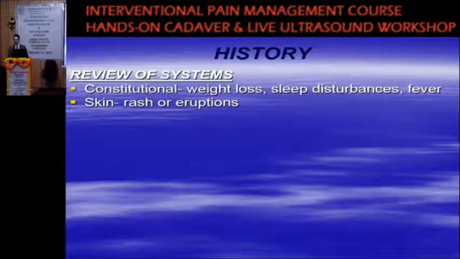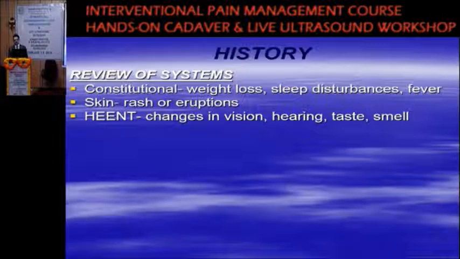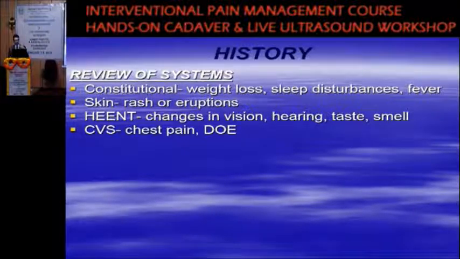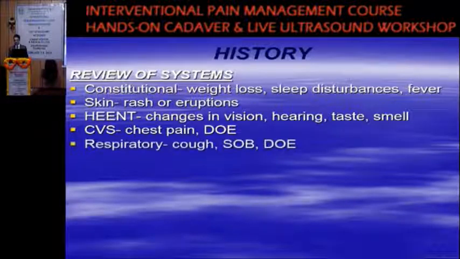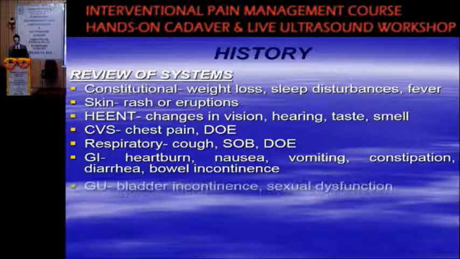Review of systems: constitutional, weight loss, sleep disturbances, fever, is very important. Weight loss is important in cancer. Sleep disturbances, fever, inflammatory reactions, and skin, rash or eruptions. The head, eyes, ears, nose, and throat. Do you have any changes in vision, hearing, taste, smell? Cardiovascular system, do you have chest pain, dyspnea on exertion? Respiratory, cough, shortness of breath? Do you have heartburn, nausea, vomiting, constipation? So you just run through the systems and review them. That's the point of this slide here.